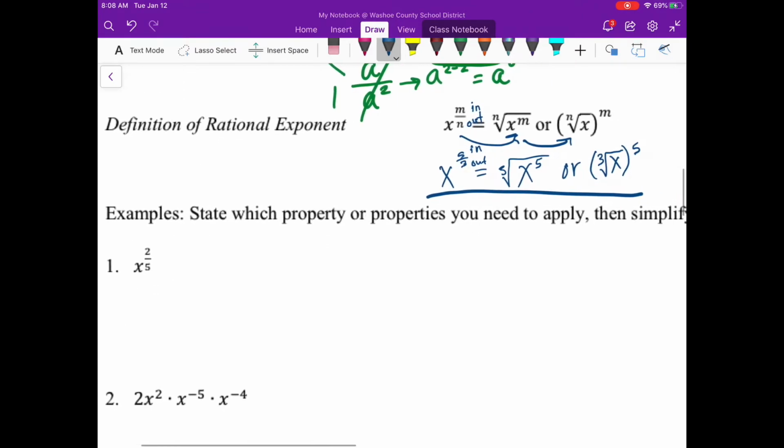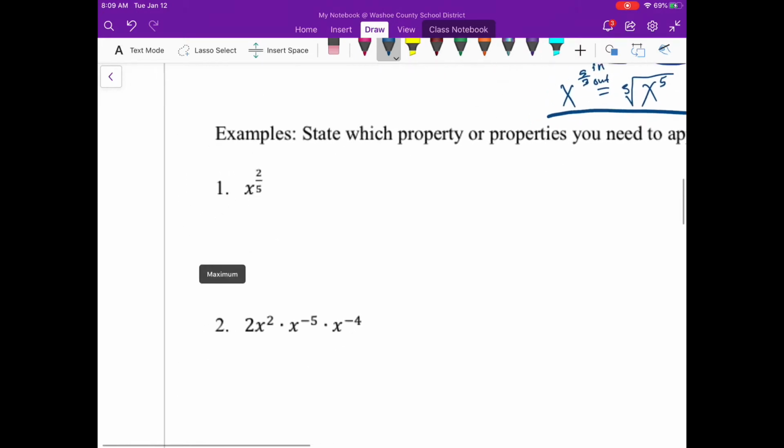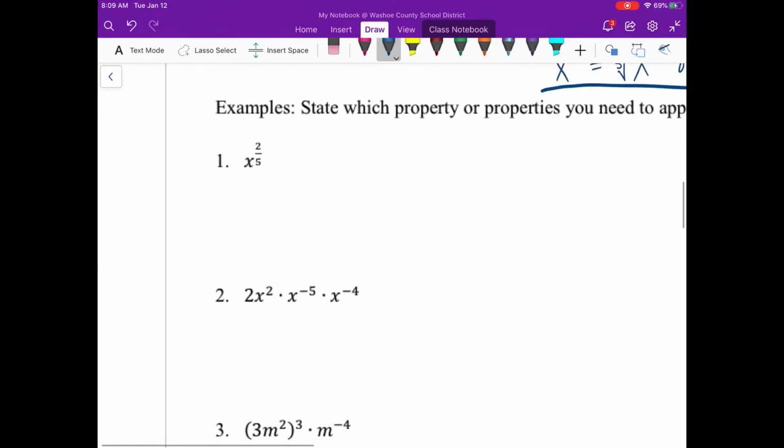So for these examples, we're going to state which property or properties we need to apply and then simplify each expression. We know that we're going to be done simplifying when there are no negative exponents, or where there isn't anything else that we can simplify that includes any numbers or anything like that, okay?